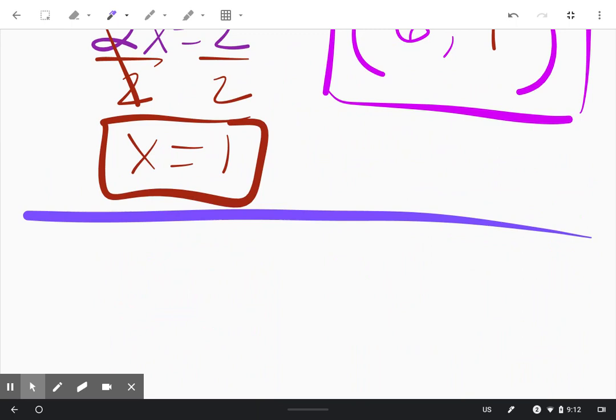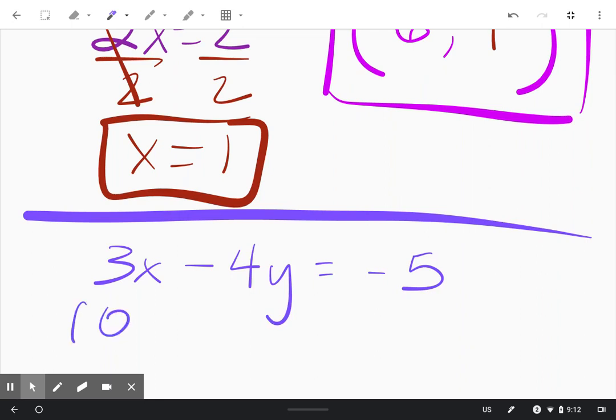where we have, or let's look at a couple more where we have a situation that's not already ready to go. So say I have 3x minus 4y equals negative 5, and 10x minus 4y equals negative 12.